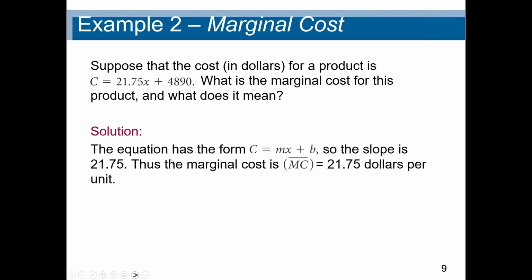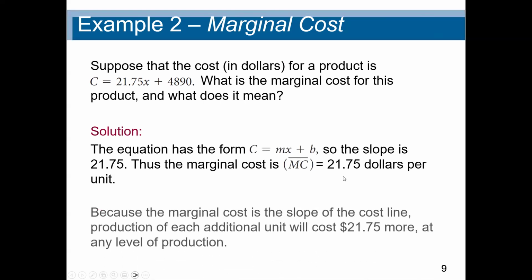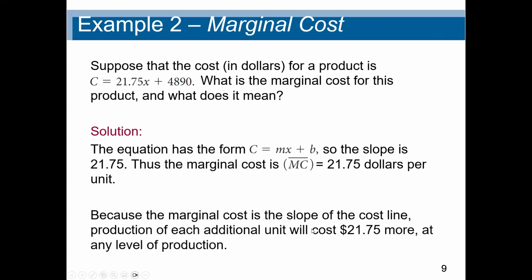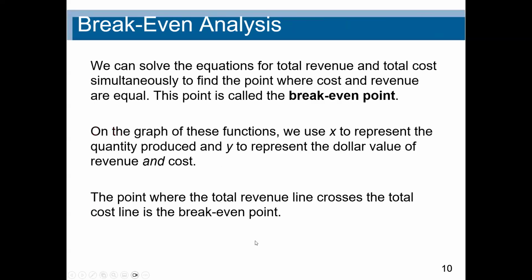So here we say the equation has the form C equals MX plus B. The slope is 21.75, and that's the marginal cost. Because the marginal cost is the slope of the cost line, we say that the production of each additional unit will cost 21.75. Remember, the total cost function is 10X plus 200,000. What the term means is that each item we produce will cost an additional $10, and that's the slope.